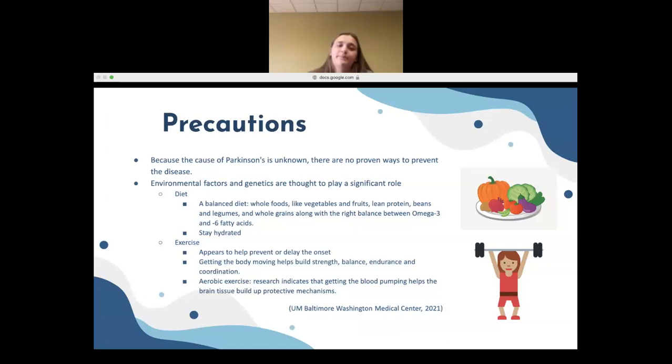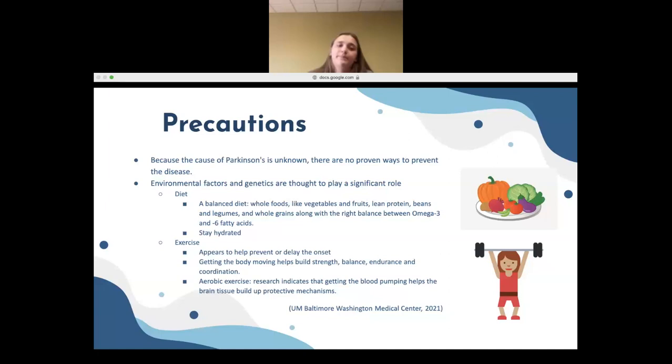So, our first strategy is diet. So, focusing on whole foods like vegetables and fruits, along with lean proteins, beans, and whole grains with a nice balance on your plate. Colorful plates are always helpful too, to make sure that you're fitting in all of those different categories, and also making sure you drink lots of water and stay hydrated.